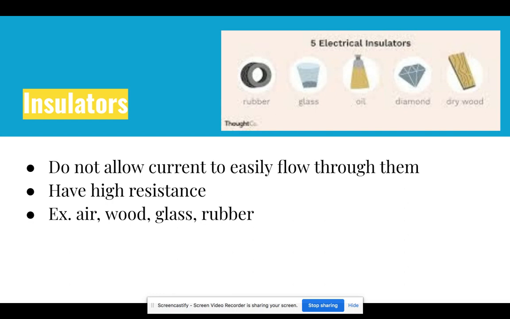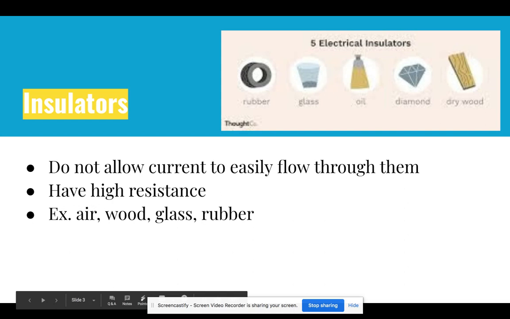It will find a path that's going to get to the ground as fast as possible. And air is not the main thing it's going to pick. It's going to try to pick something else over air because air is an insulator. It has very high resistance. It's not going to allow it to flow.